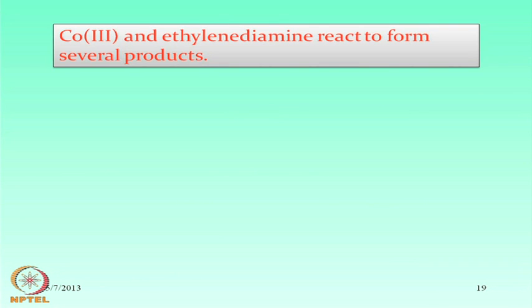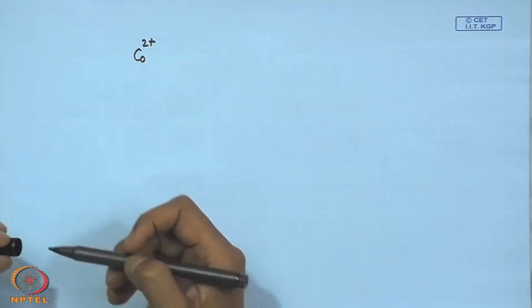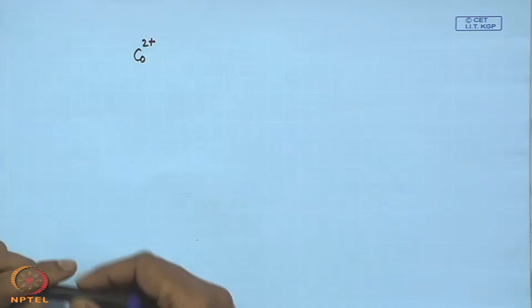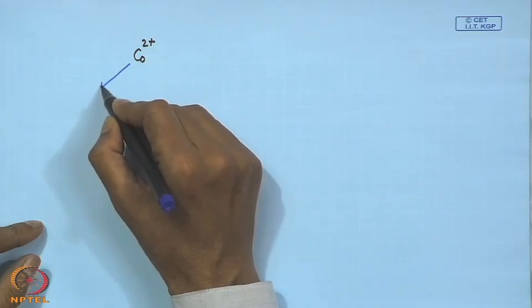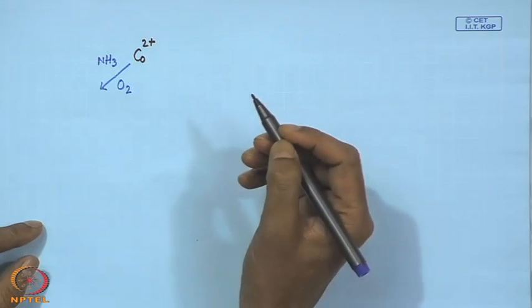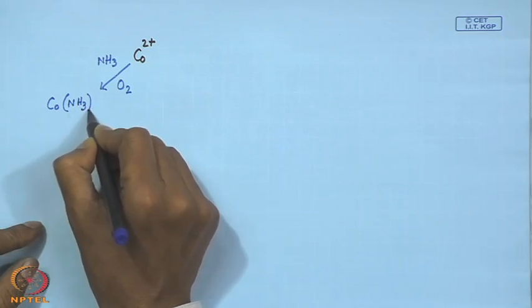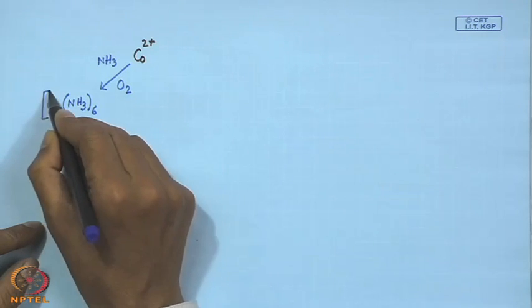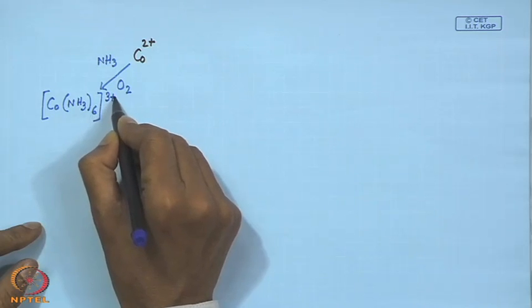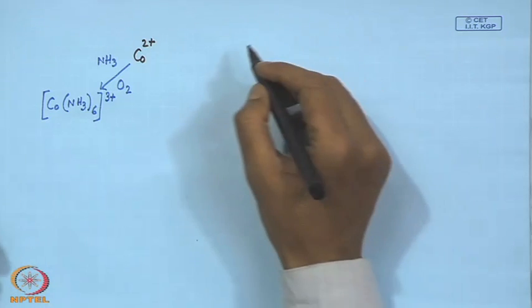Now, we will see how this cobalt 3 can react with ethylene diamine to give us different products. As we have seen in other cases, when we have cobalt 2 and we react with ammonia and oxygen of the air, we get the cobalt hexaamine compound, which has 3 positive charge to counterbalance with the available chloride.